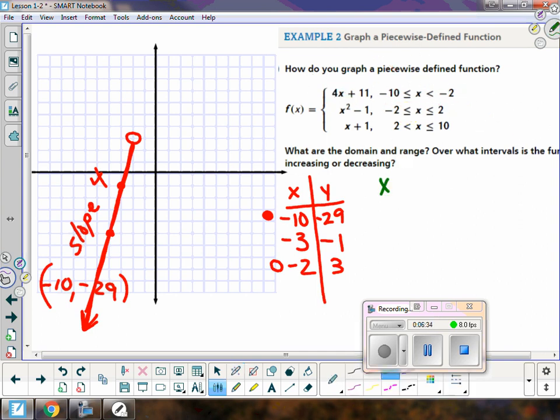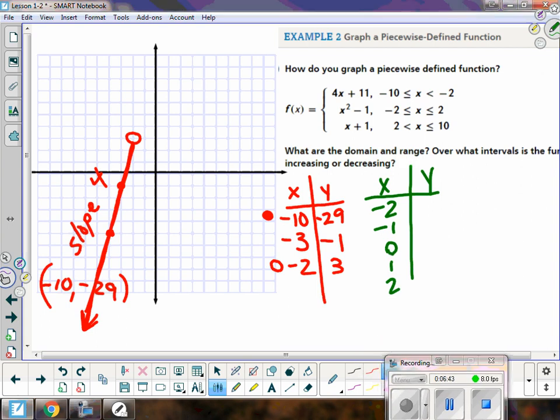Let's do some x's and y's from -2 to 2 in this function. So this is like saying when x goes from here to here, be on the red line. When x goes from -2 to 2, be on the green parabola. So what do we get when we put in -2, square it, and subtract 1? 3.